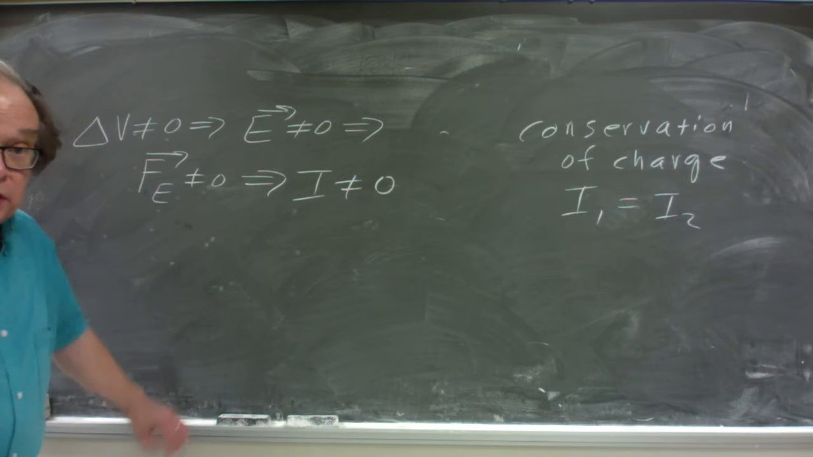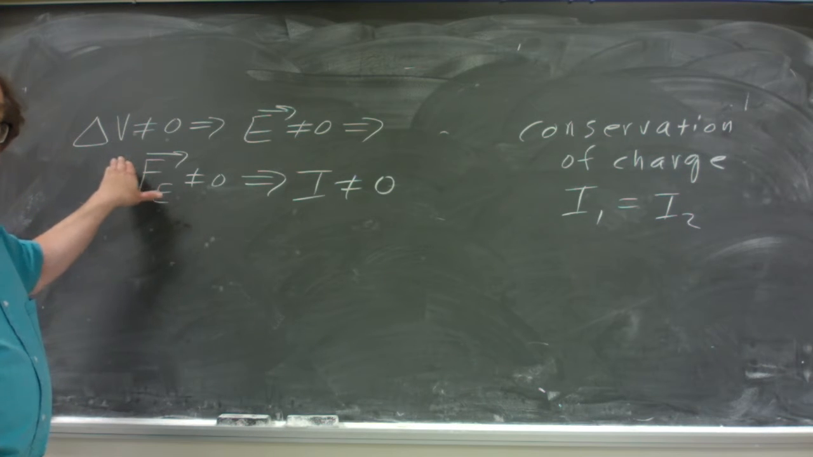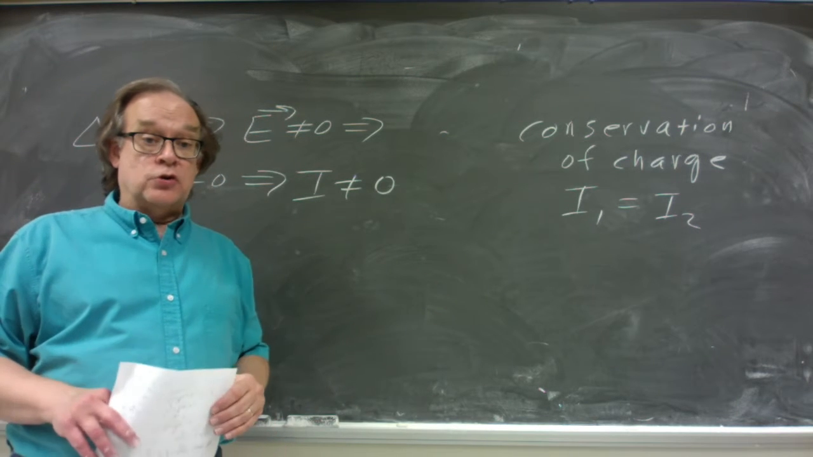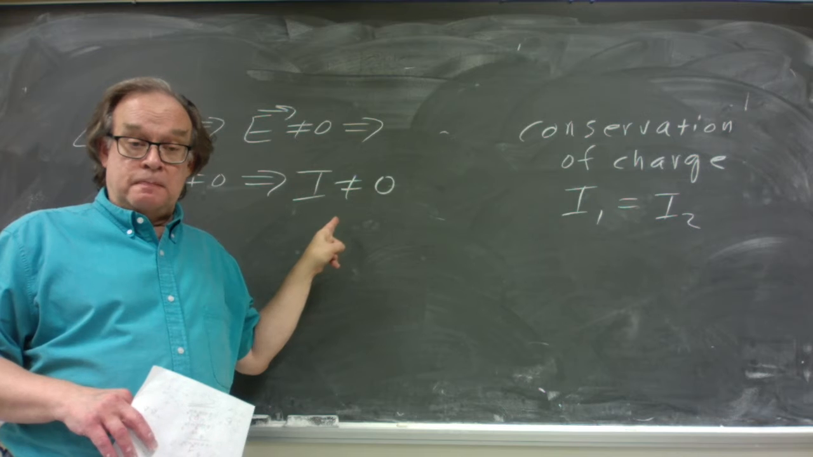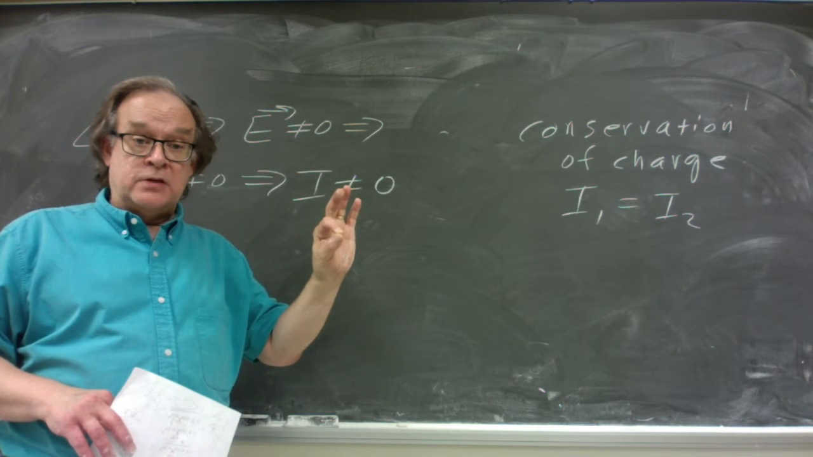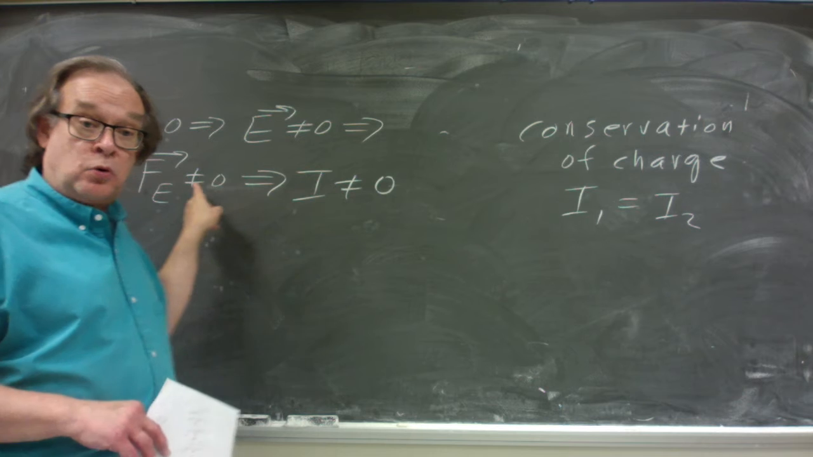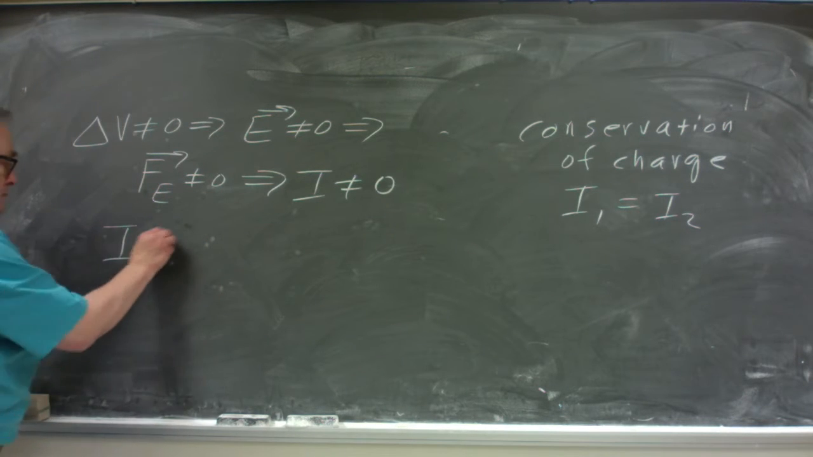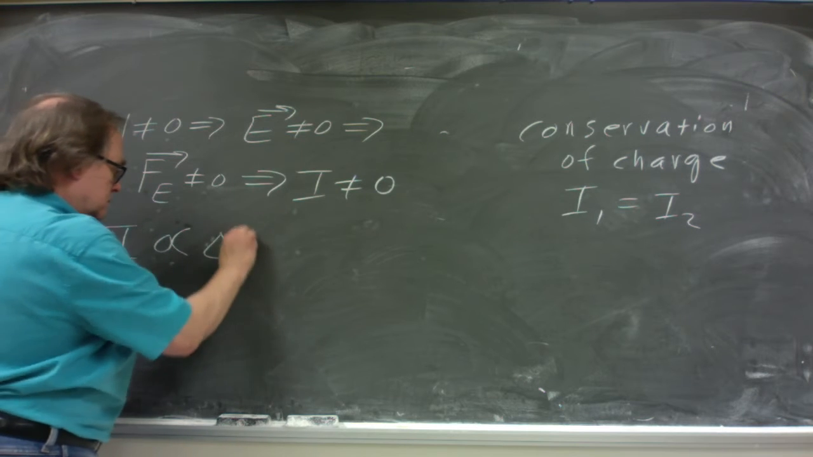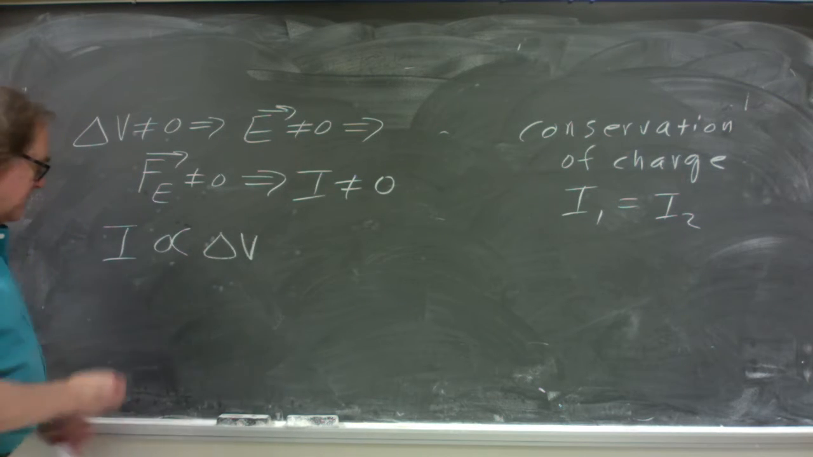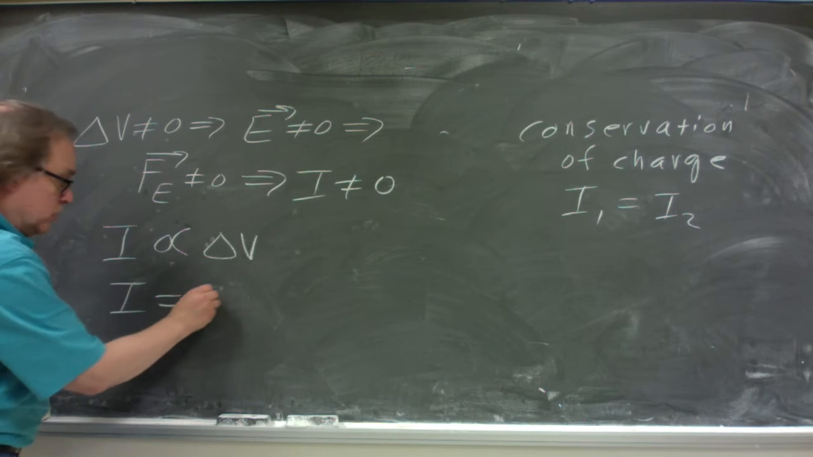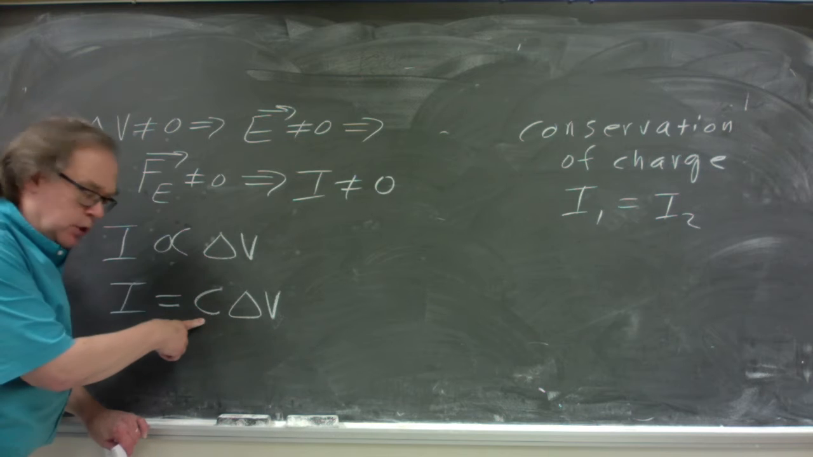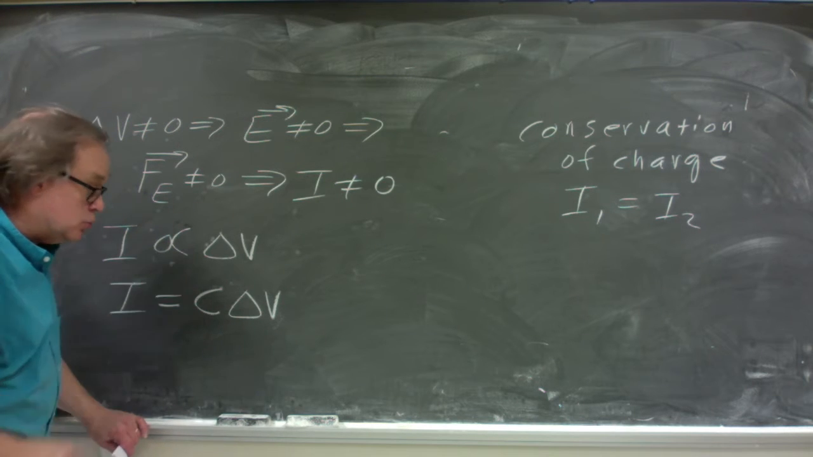Or, to put it another way, the bigger potential difference you have, the bigger current you will get. In fact, it turns out that the current passing through any piece of a circuit is directly proportional to the amount of potential difference. And specifically, of course, that means current is equal to some constant times the potential difference. And the way we write that constant is this way.